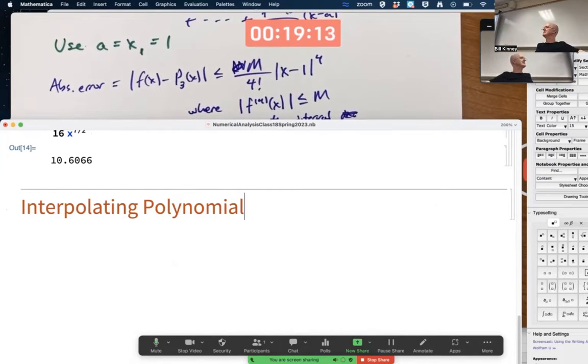Big picture wise, what did we do in chapter 3 so far? We started with Lagrange interpolation, which essentially used a formula, a complicated formula involving tricky polynomial constructions, to come up with a polynomial approximation to the function using a certain number of nodes.